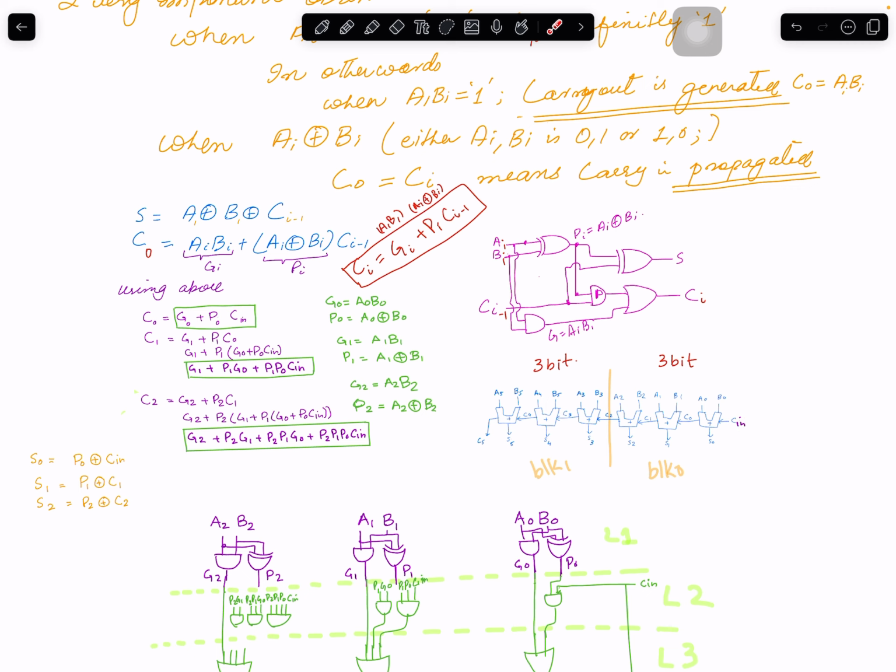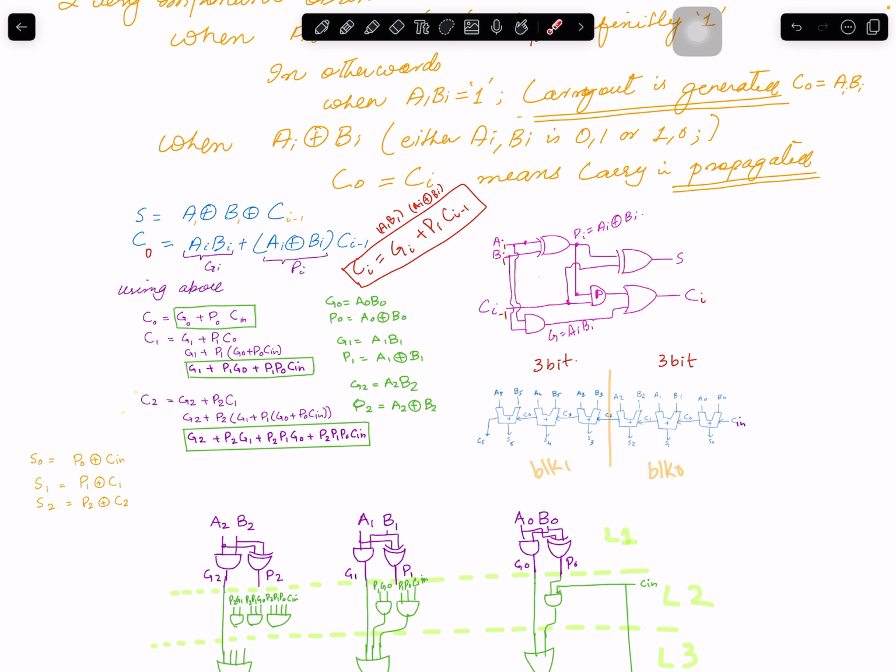Okay, it's already in terms of Cn. So C1 is G1, generate of A and B, P1, A and B exclusive OR, and then multiplied with C0, which is the input. Now this equation is not in terms of Cn, so let's expand it. The value of C0 we can get from this equation. So just substitute that here, and then expand this further. G1, and P1 multiplied with G0, P0 multiplied with P, so it becomes like an AND. So we have two AND gates. This is 2 input, this is 3 input, and we just add them together.